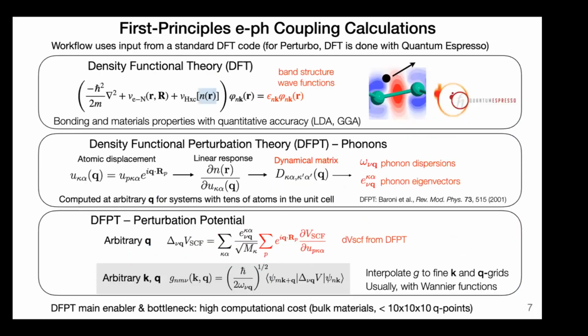Now, taking a step back, for those of you who are not familiar with density functional theory, as you may know, this is essentially a mean field method to mainly study bonding and ground state properties in materials, with a good trade-off between computational cost and accuracy. In this context, density functional theory is mainly a tool to obtain approximate single particle electronic states, so basically band structure and wave functions.